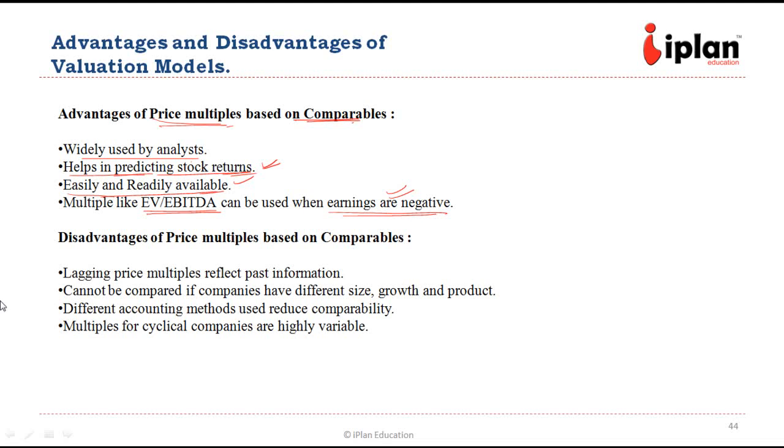The disadvantages are that they are lagging price multiples. So they are reflecting past information. They cannot be compared if the companies have different size, growth and products. So the companies have to be very similar to each other for this comparison to be useful. If different accounting methods have been used, then these methods will give us different price multiples. So they are reducing the comparability. And if the companies are cyclical, these ratios are not very reliable. They keep changing. The multiples will not be very reliable.